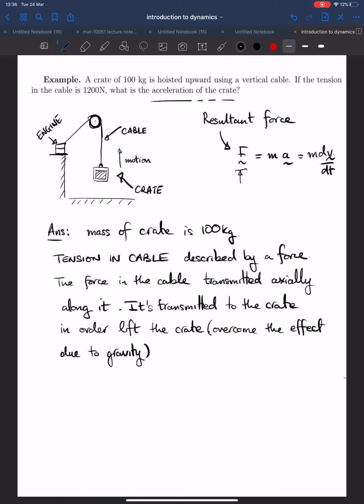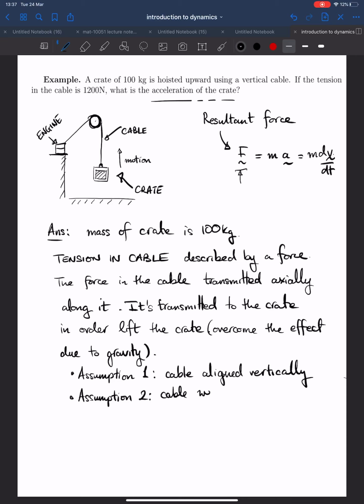Now, I said it's transmitted axially, so I'm making an assumption. Well, there's two assumptions. Assumption one, we will assume that the cable is aligned vertically. And the second assumption is, and this will become apparent after I mention it, the cable we treat as massless.